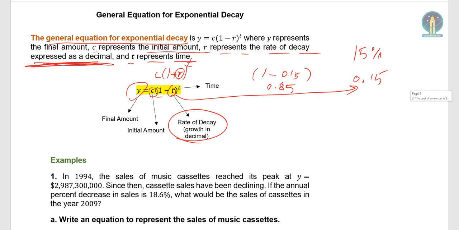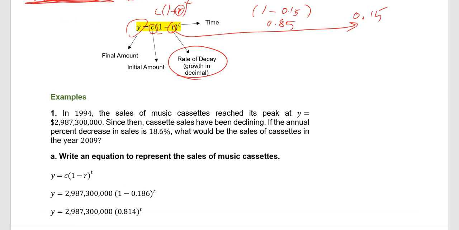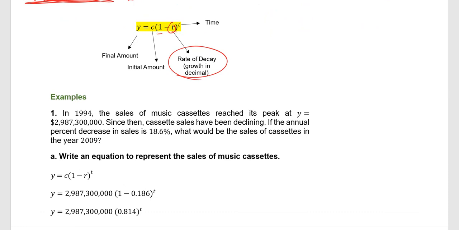Let's look at an example. Let's keep the equation up here so we can refer to it. Let's just remove all this so we have some space. In 1994, the sales of music cassettes reached its peak at y equals a very large number, $2,987,300,000.